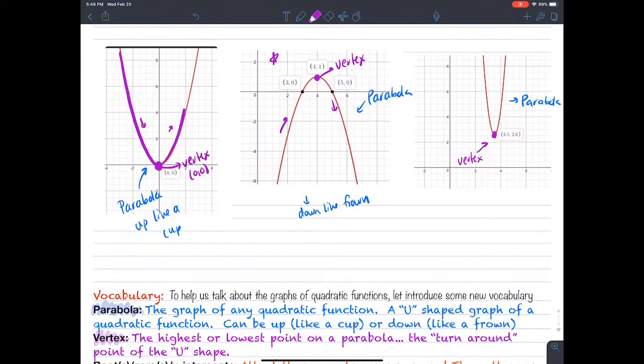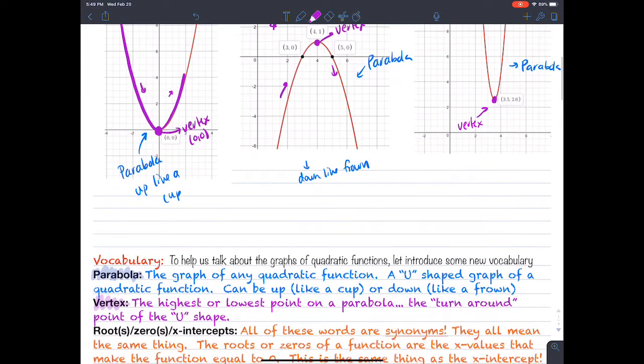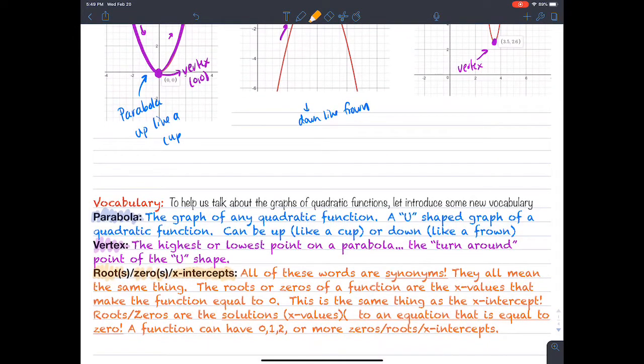Now, the next important thing that we're going to talk about today is the x-intercepts. And what I want you to notice right away is that we're now introducing some new vocabulary for the x-intercepts. We could call it the x-intercept, but the word root and the word zero are all the same thing. So all these words are synonyms with each other. The roots or the zeros are just what x value makes the function equal to 0. And what we mean by equal to 0 is the y value.